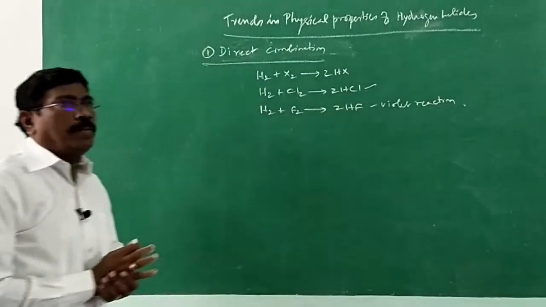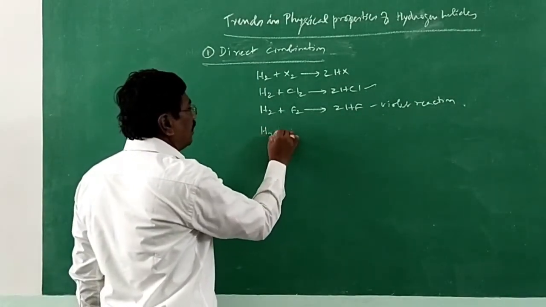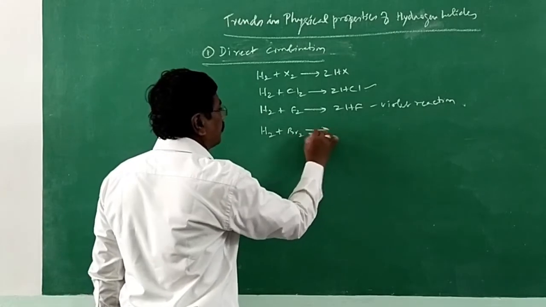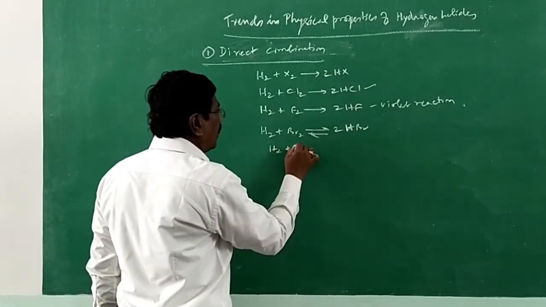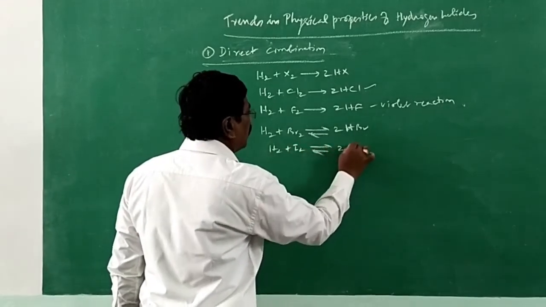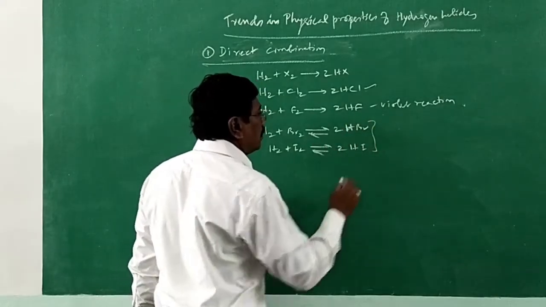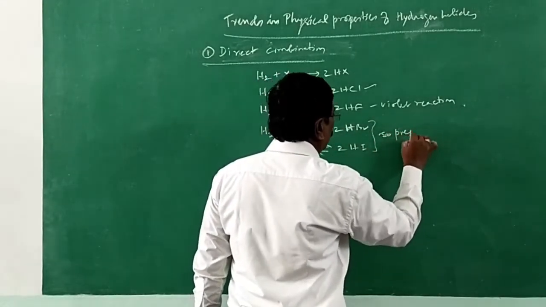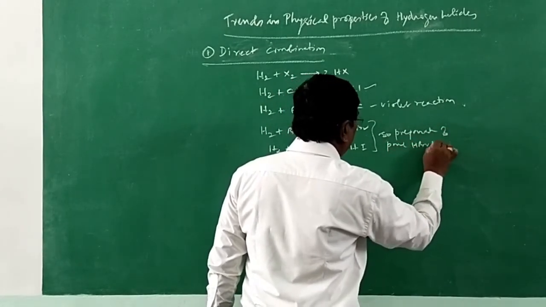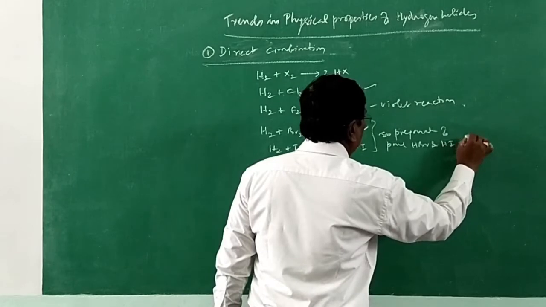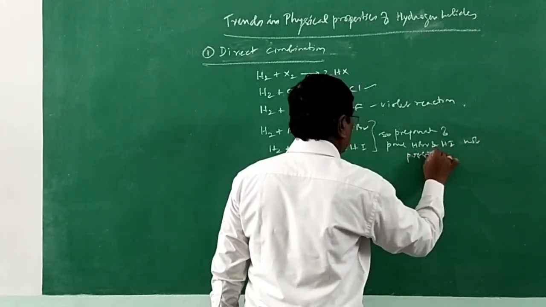Hydrogen reacts with fluorine. But with HCl, HBr and HI, the reaction is reversible. The reaction happens to be reversible. Therefore, it is not possible for us to prepare pure HBr and HI. So, preparation of pure HBr and HI is not possible. Alright.